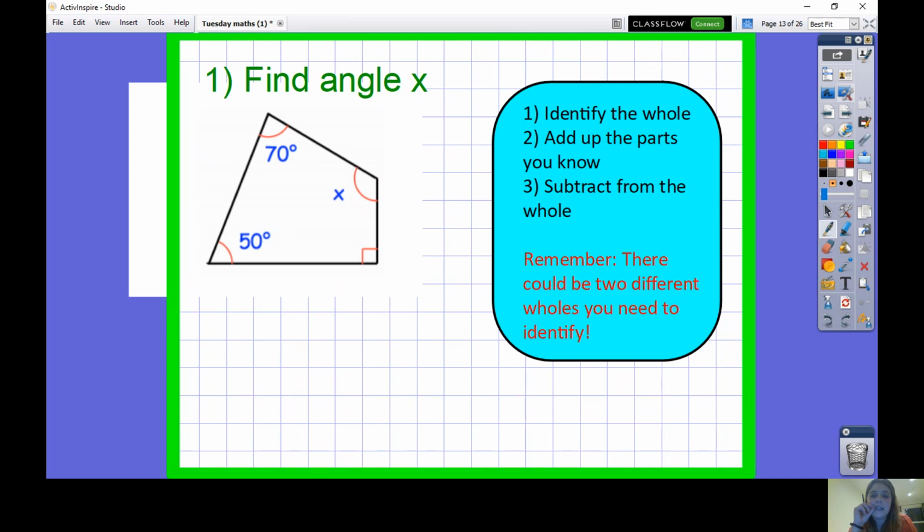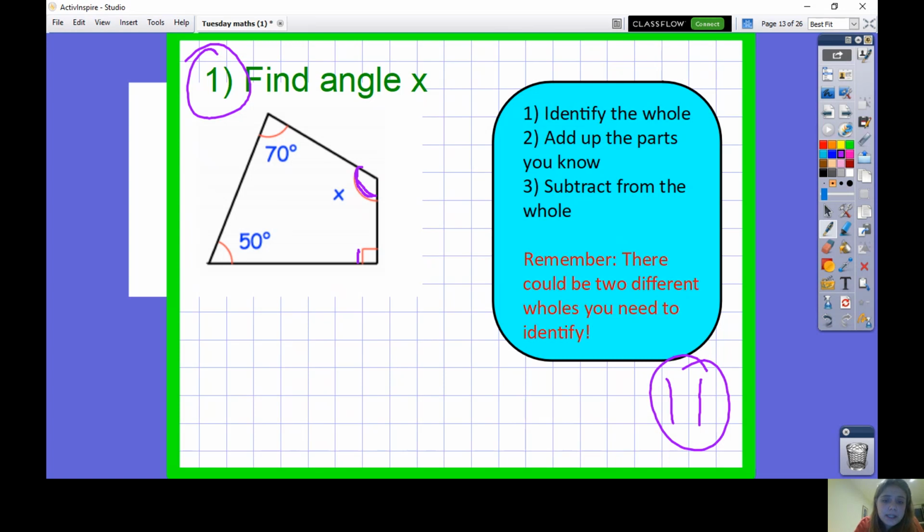Right. It's your turn now. I would like you to find this missing angle, angle X. On your piece of paper, write down question number 1, pause the video and find angle X using my 3 steps. Off you go. Make sure you've had a go at doing this question by yourself.